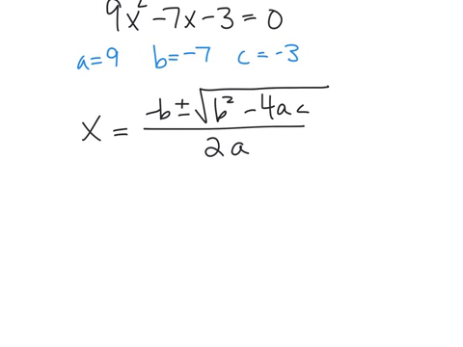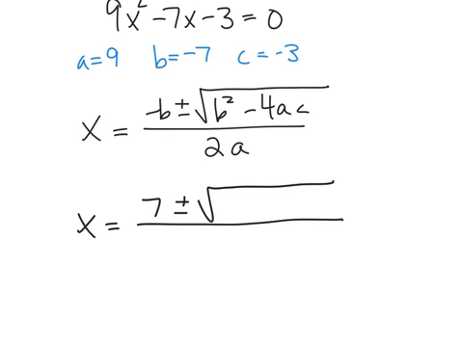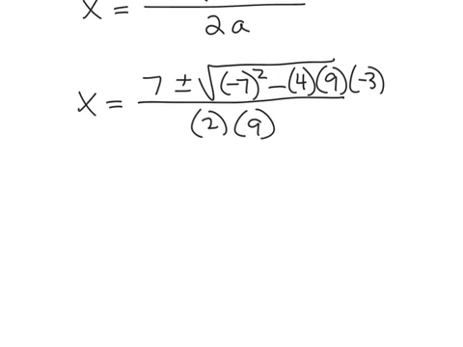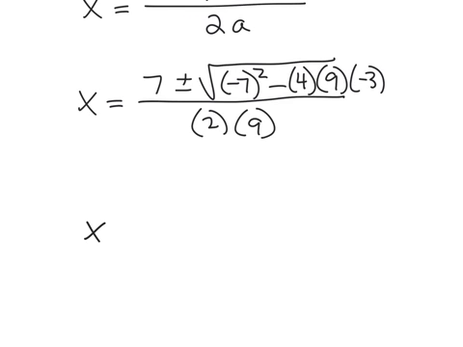So now we're just going to start substituting. We end up with 7 plus or minus the square root of negative 7 squared minus 4 times 9 times negative 3, all over 2 times 9. All right, you might need to pause the video to make sure you understand how I took these numbers and substituted them into this formula to get this. And then I'm going to start the simplifying process.